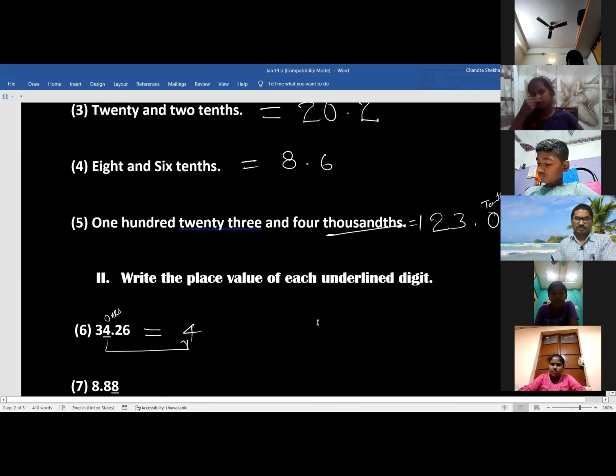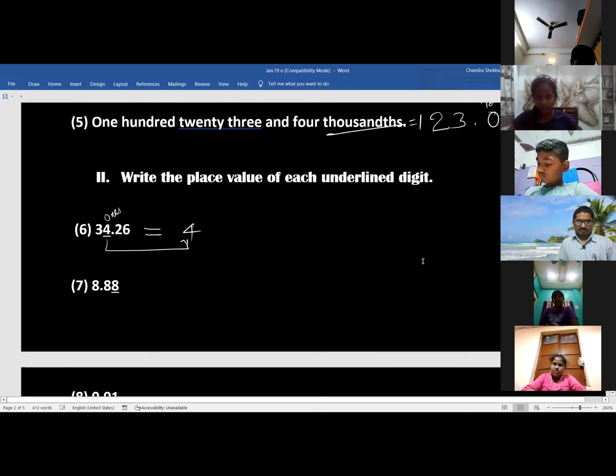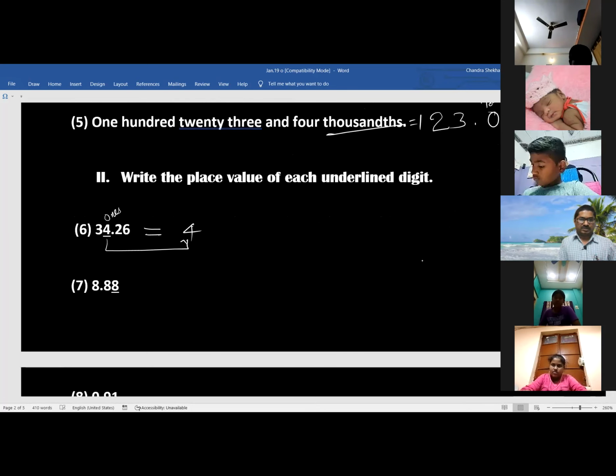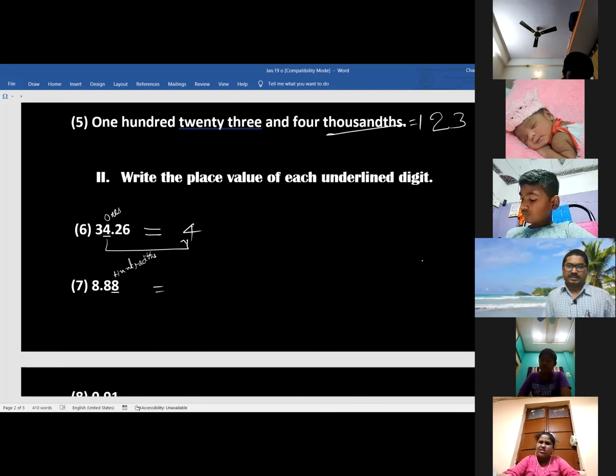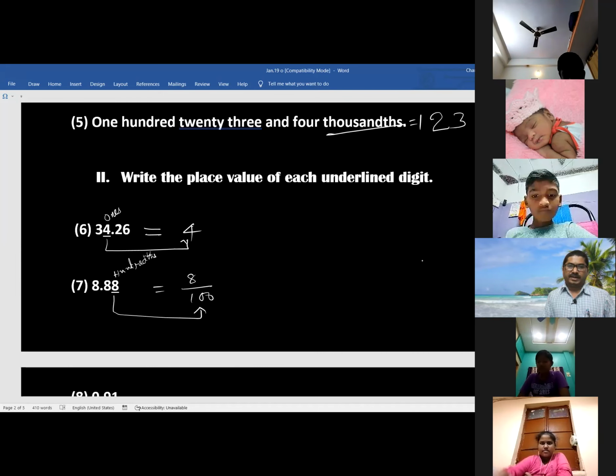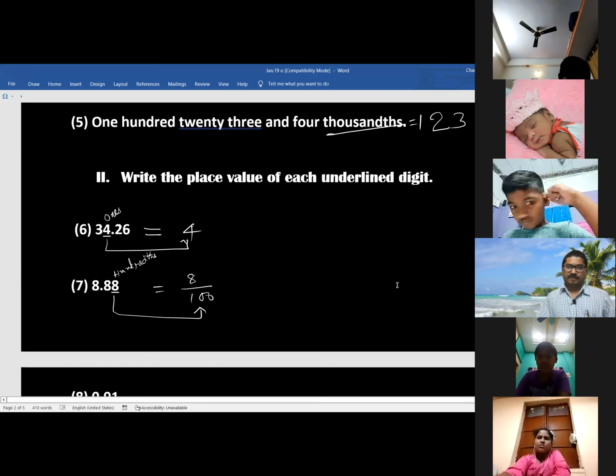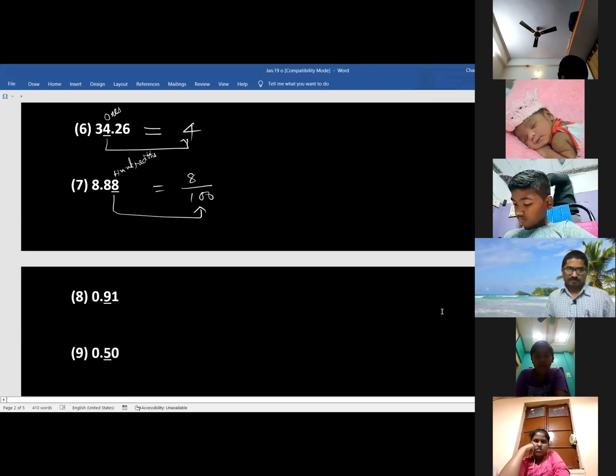Place value. Okay, sir. So this is hundredths. 8 hundredths. 8 hundredths means 8 by 100. Say the next one.